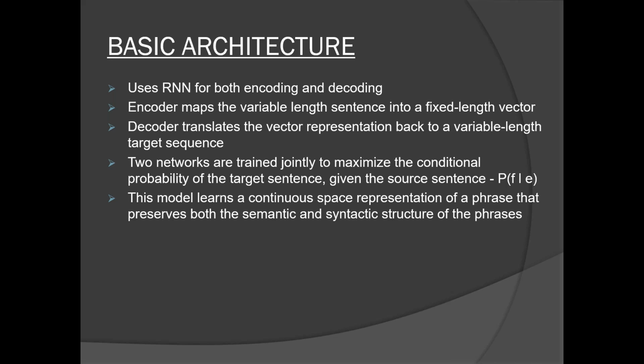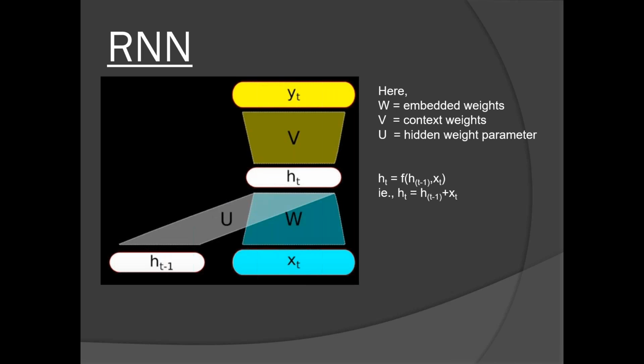After it gets into a bigger RNN network, it is mutually trained using the conditional probability of the targeted sentence given the source sentence. That is, P of the foreign language which we need to get translated, given the source sentence in English. So this is the mathematical function of an RNN.